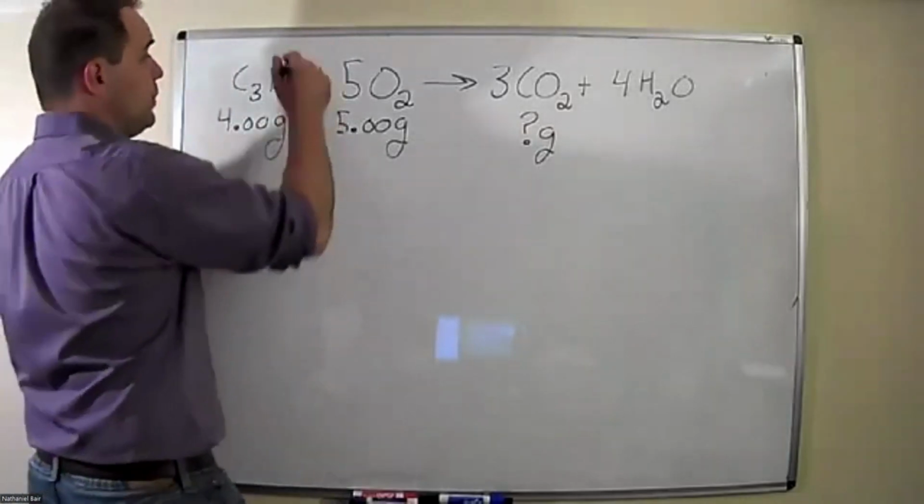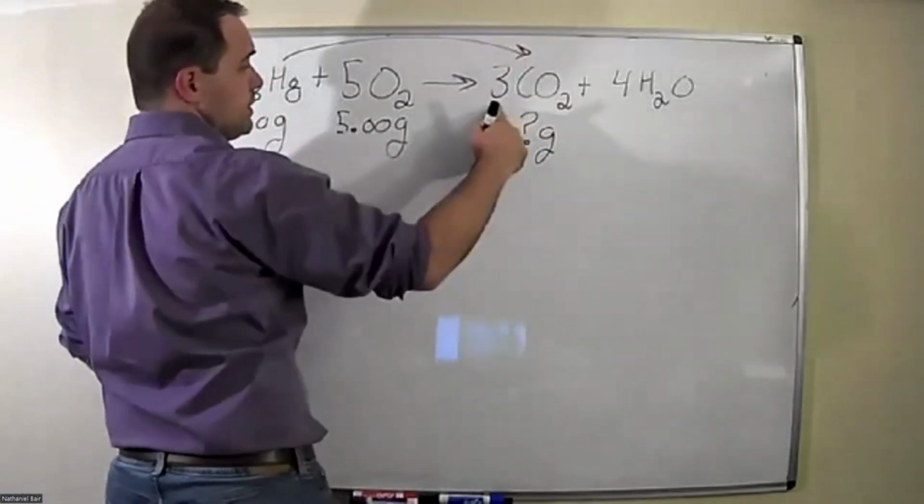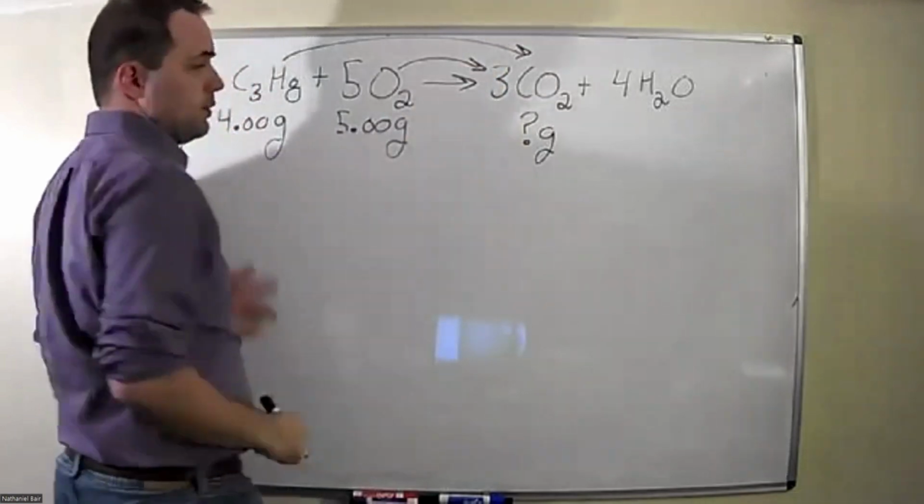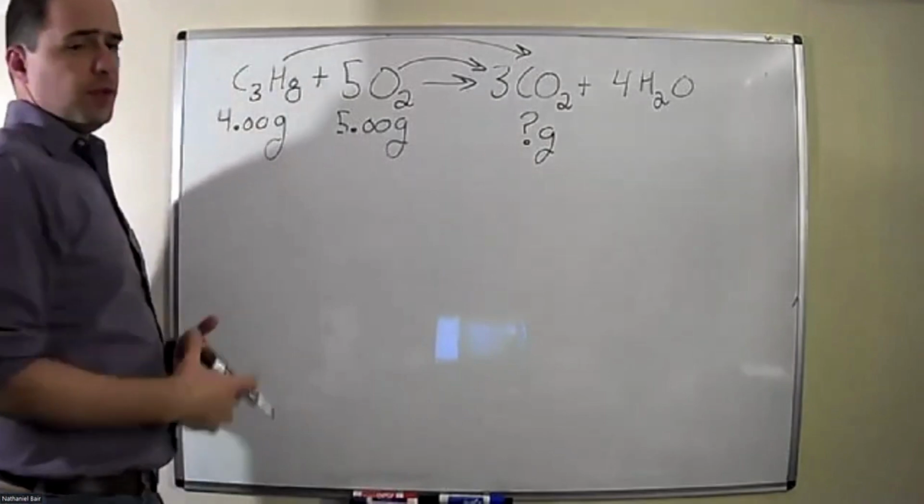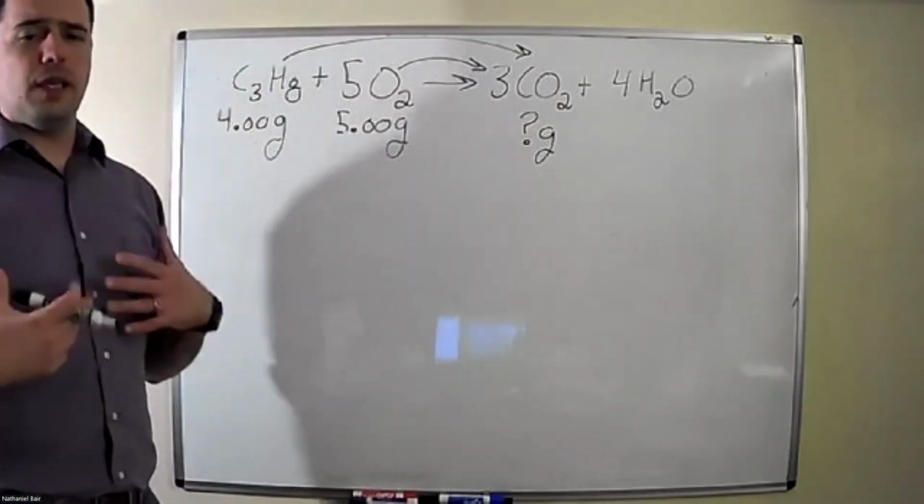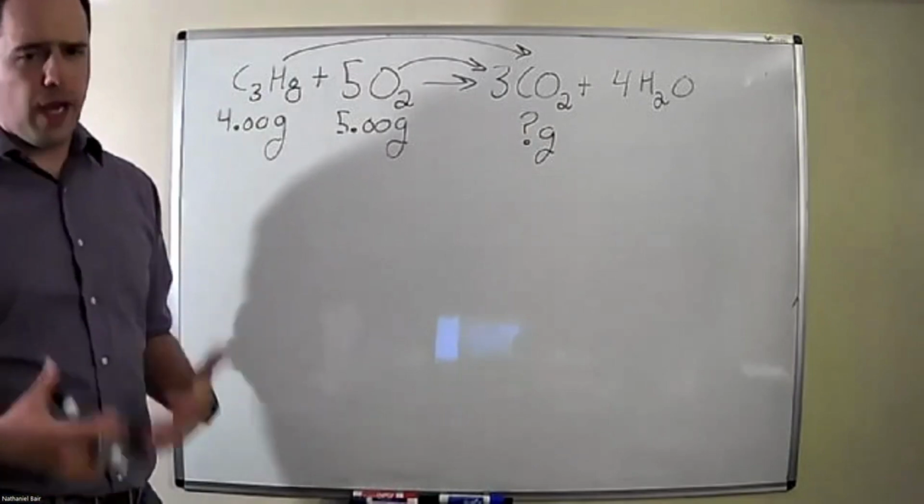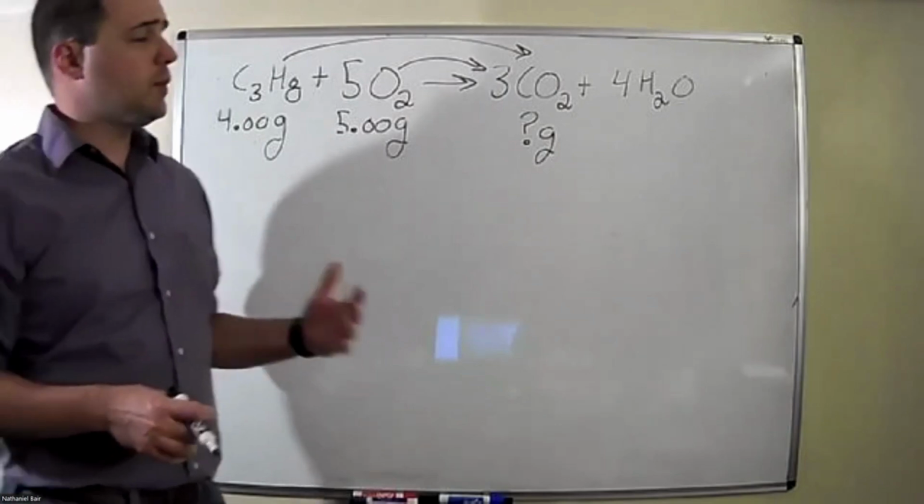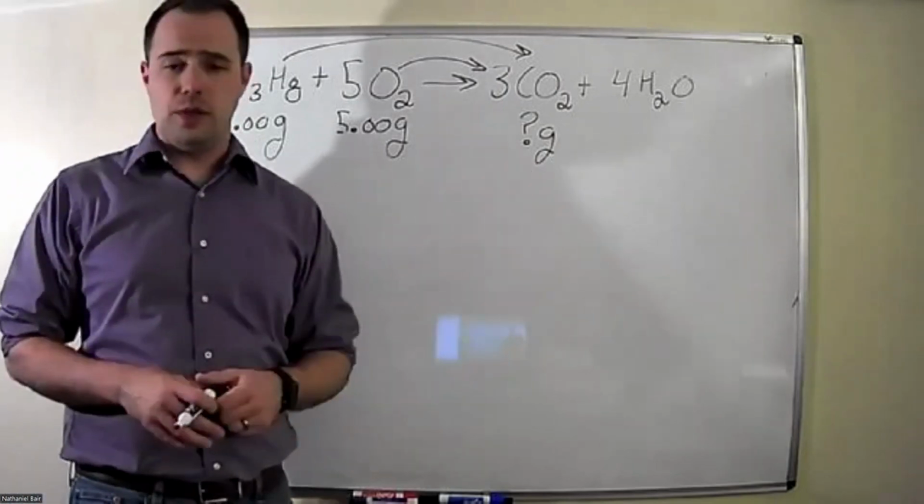I want you to take both of these. I want you to take this guy to grams of CO2, and I want you to take this guy to grams of CO2. And then I want you to look at the answers. And I want you to see, which one of these is going to run out? Which one's a limiting reactant? Which one of these do I have more than enough of? And which one of your answers is the theoretical yield of CO2?